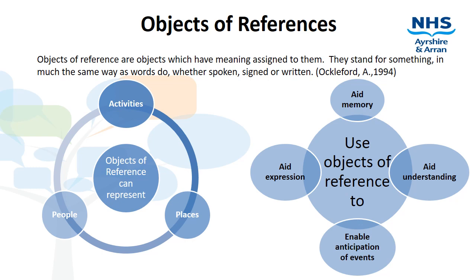We can use them to enable an anticipation of events. So every time the teacher takes out the parachute, for example, we play a fun game. So I know that that object means fun. We can also use them to aid expression. For example, a child can go to the wall where the objects of reference are stuck and take the one that represents a drink to show that they want to drink.